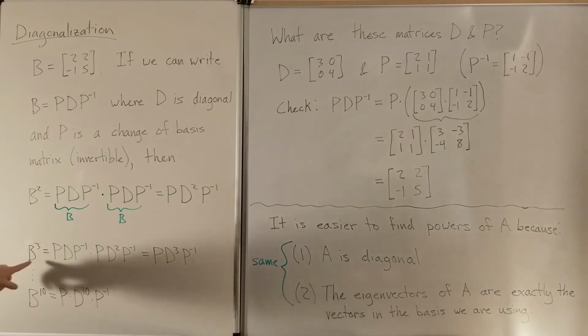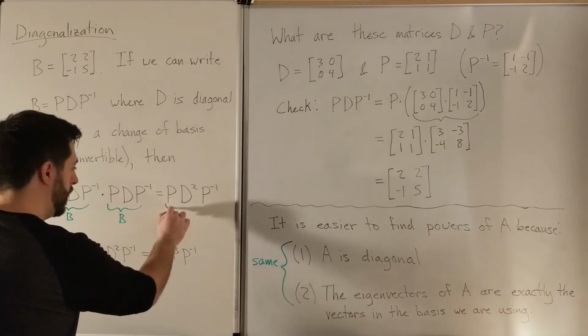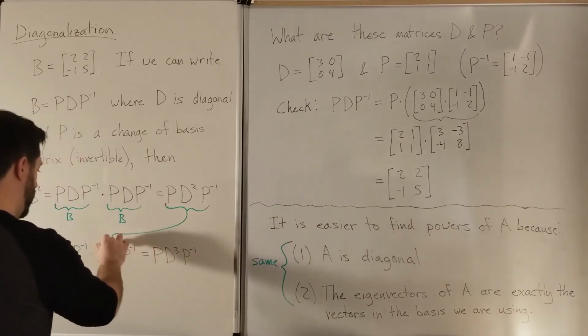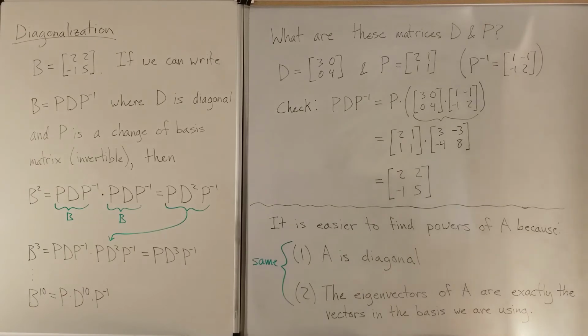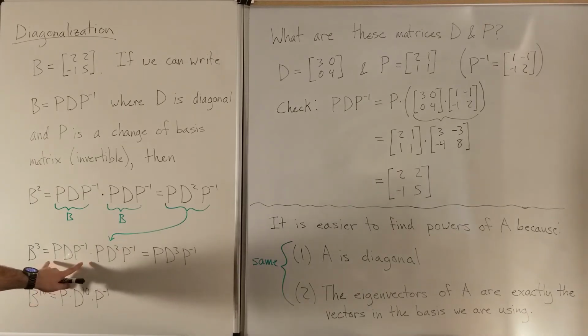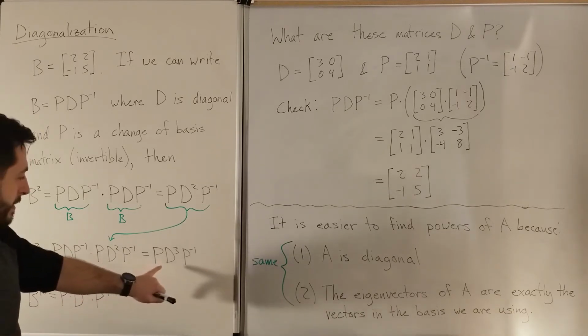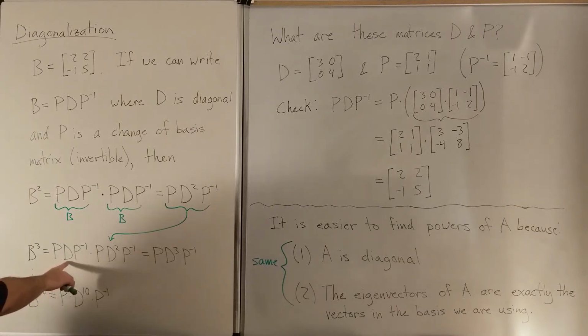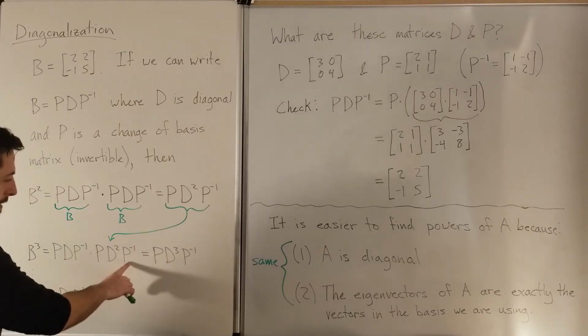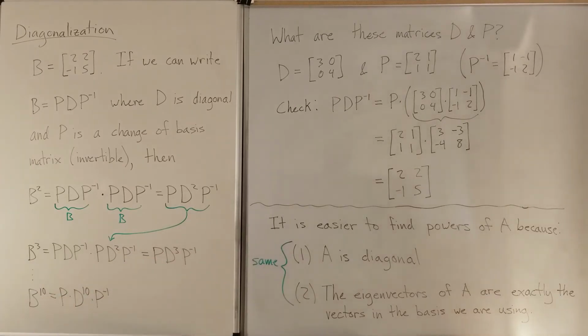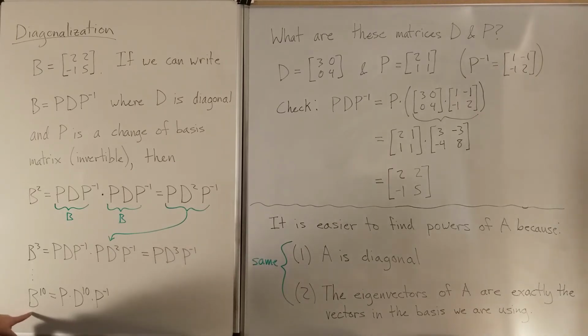So if we want to do the same thing for B cubed, we can take the result that we just got here, put it in right here for B squared, and multiply by B again. So B times B squared is, again, we're going to have this P inverse times P cancel each other out, and we just get left with P, D times D squared is D cubed, and then a P inverse on the end. This pattern continues. This is going to happen for B to the fourth, B to the fifth, etc. And so B to the 10th, the thing that we're trying to find, is P times D to the 10th times P inverse.